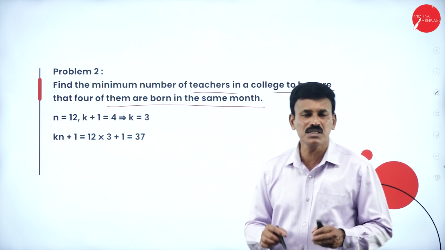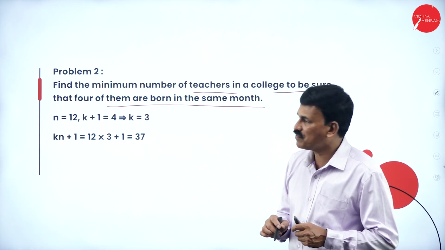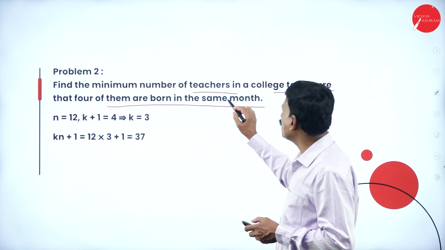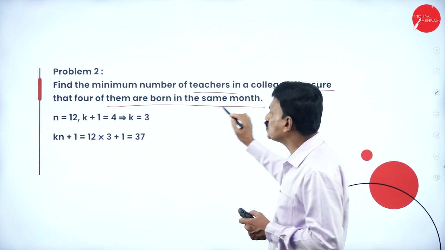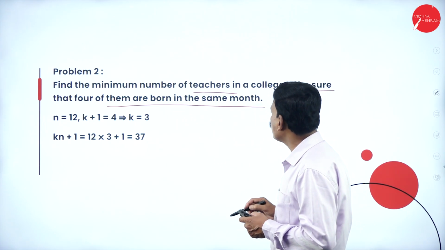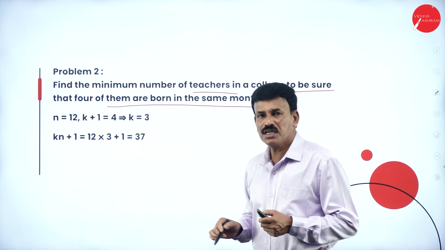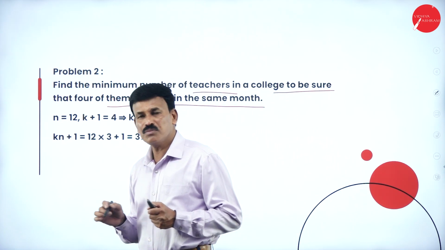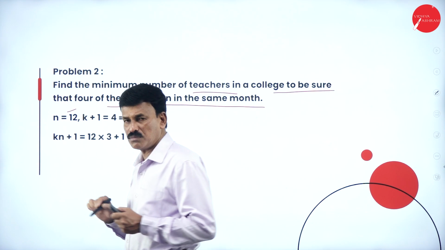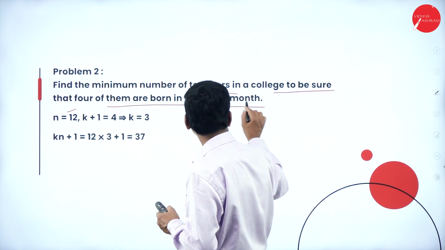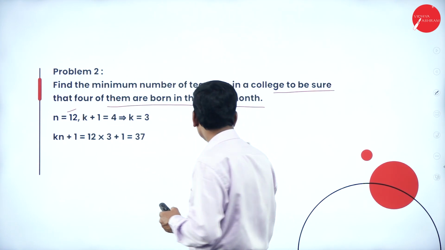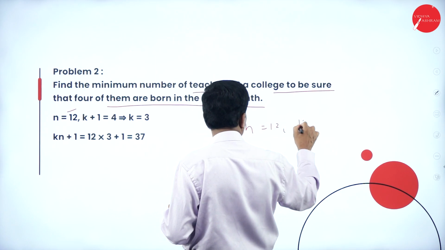Born in the same month means they will have the same date of birth. So find the minimum number of teachers in a college to be sure that 4 of them are born in the same month. Now here, in a year how many months are there? N is 12, 12 months are there, and what is given? K plus 1 is given to be N is equal to 12, and K plus 1 is given.